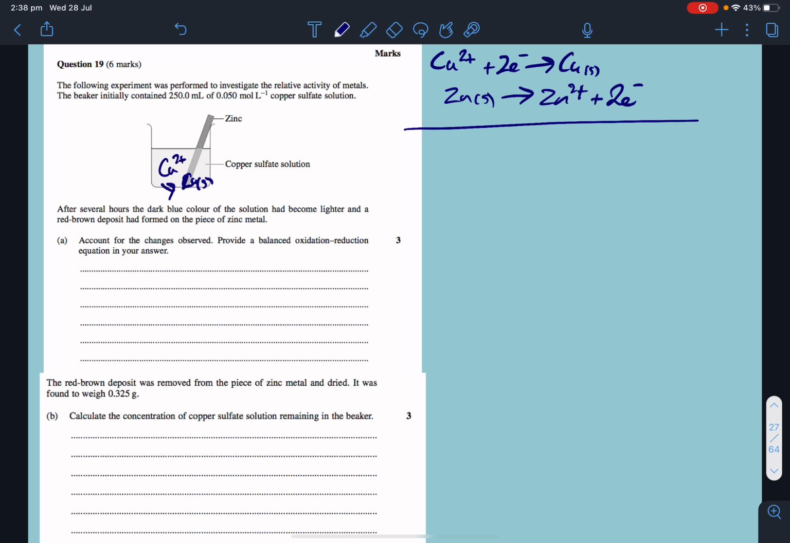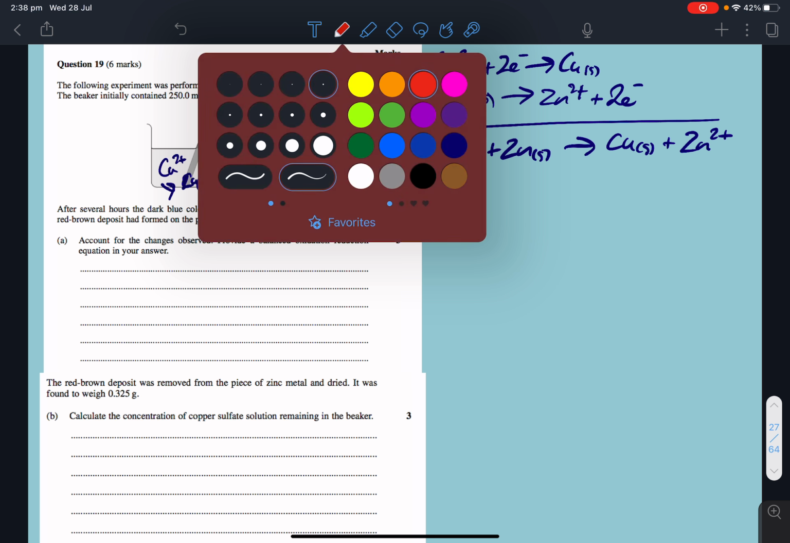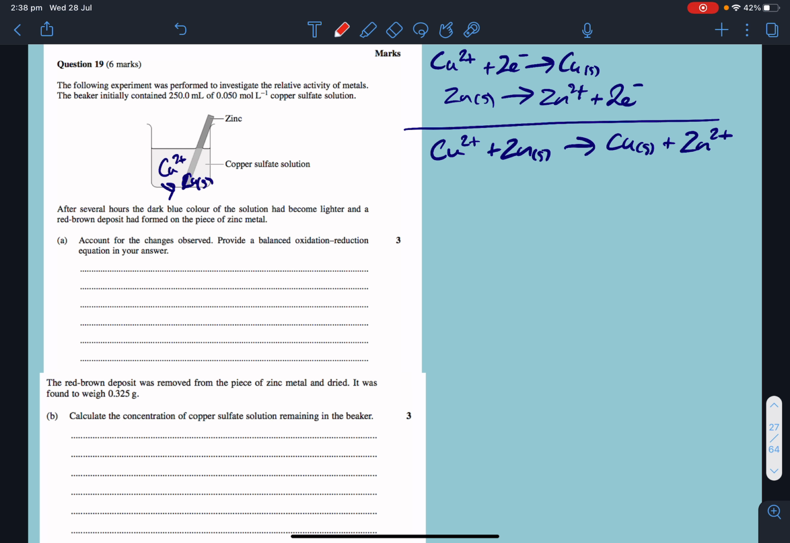So our overall chemical equation is nice and easy because we're giving up and taking away 2 electrons. Let's just add them together and cancel out the electrons. Nice and simple there. Okay. Alright. So what we're given in the question is the red-brown deposit, which is the copper solid formed, 0.325 grams. It's asking essentially how much of the copper 2 plus it took out of solution.